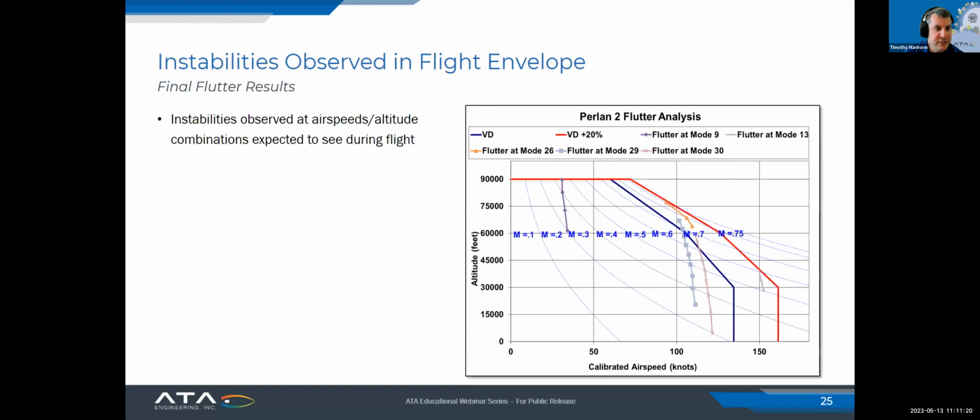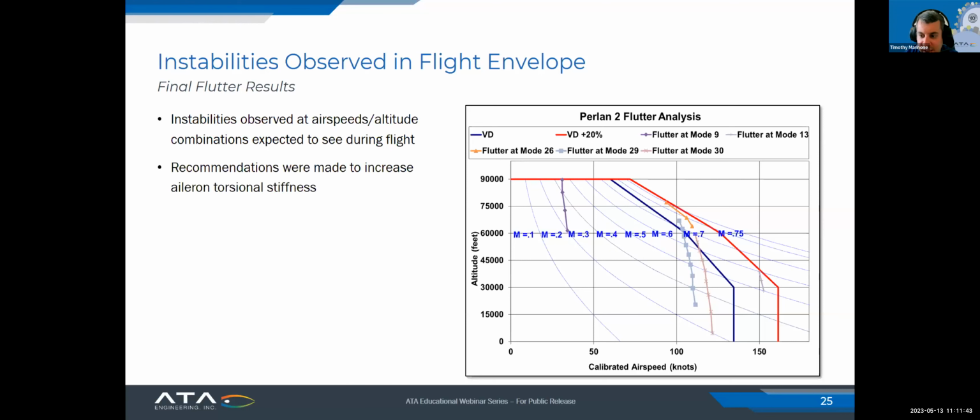So when we did the initial flutter analysis, we did see that there were some modes, some instabilities that were likely to occur during flight at some combination of airspeed and altitude. And so we wanted to make sure that these are the ones we're going to be tracking.